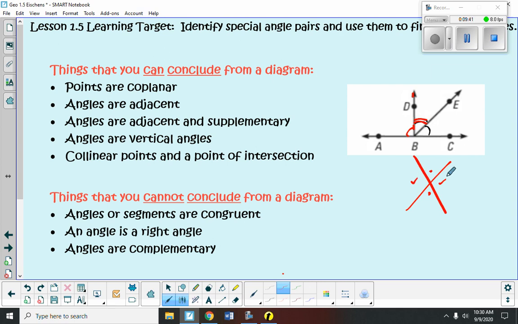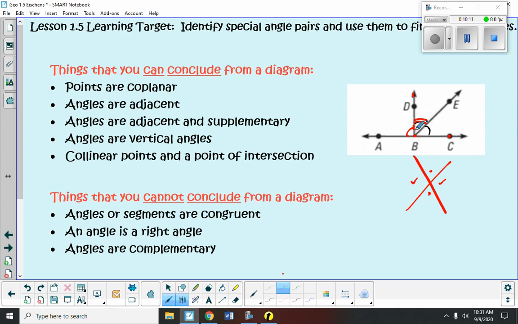And also, it says collinear points and a point of intersection. So we can assume that points A, B, and C look like they're on the line. Yes, they are on the line. B isn't slightly off. If it looks like it's there, it's on the line. And you can assume that ray BD and ray BE intersect at point B.